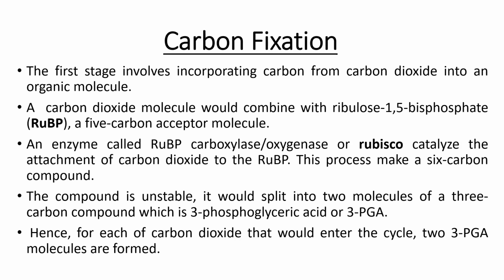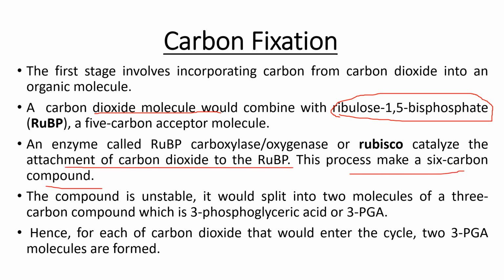Carbon fixation. The first stage involves incorporating carbon from carbon dioxide into an organic molecule. So here RuBP, the full form of RuBP is ribulose 1,5-bisphosphate, which is a 5 carbon acceptor molecule. So the carbon dioxide combines with this RuBP, and an enzyme called RuBP carboxylase or oxygenase, or RuBisCO, catalyzes the attachment of carbon dioxide to RuBP.